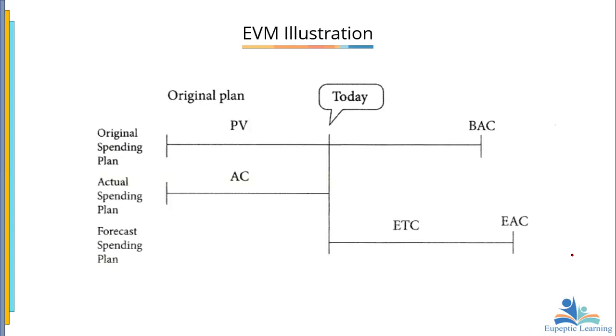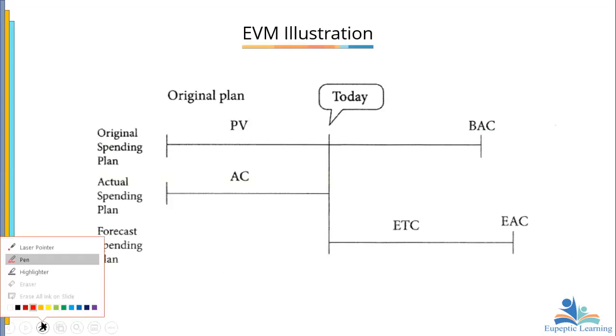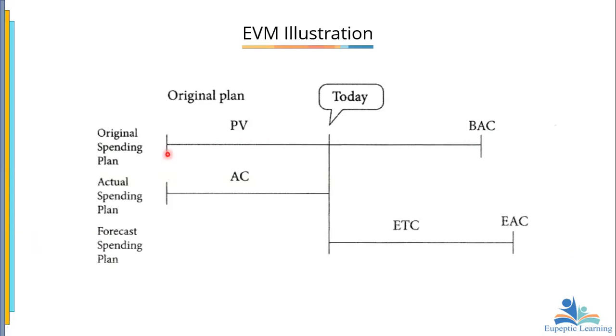This is a typical illustration for end value. So we have our original spending plan. Okay, so this is it, the balance at completion. So the PV here is the plan value. According to the original plan, the project should move from this point to this point. Okay, let me use this one here. The project should move from here to here. So at this point, you see that you are halfway in between the project.